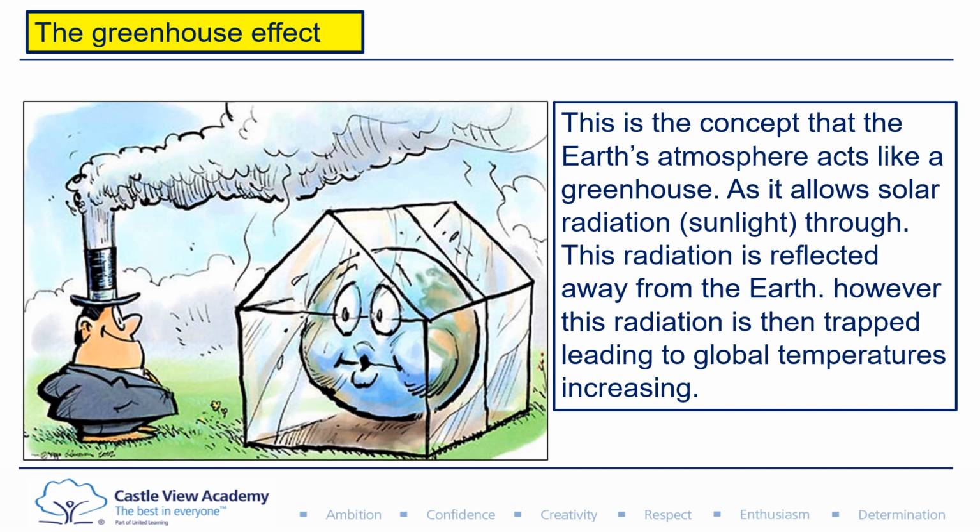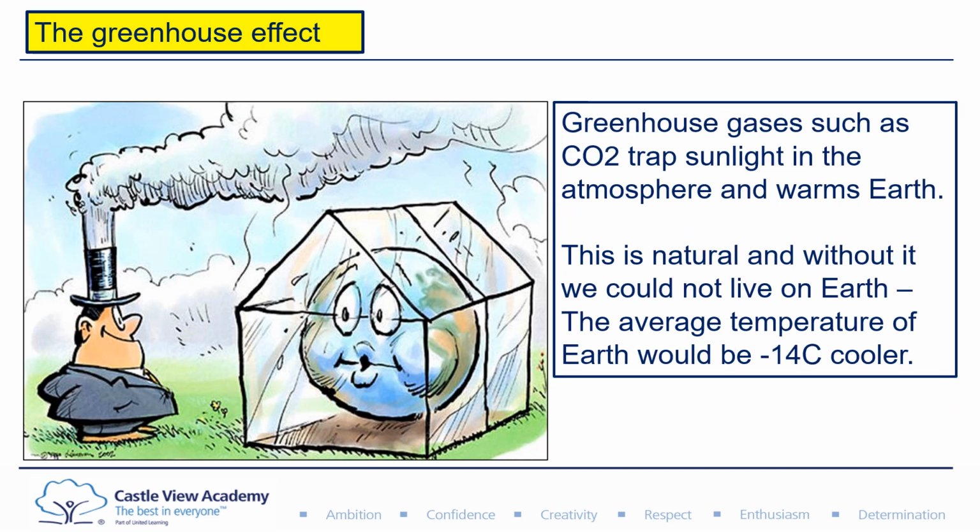Concept, like I said, the Earth's atmosphere acts like a greenhouse. It allows the solar radiation to come through. The radiation is reflected away from Earth at night. However, this radiation is then trapped, leading to global temperature increasing. I mentioned it already that it would be too cold to live in.